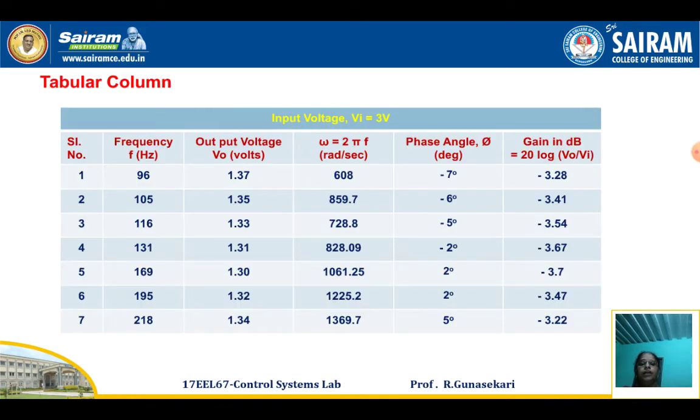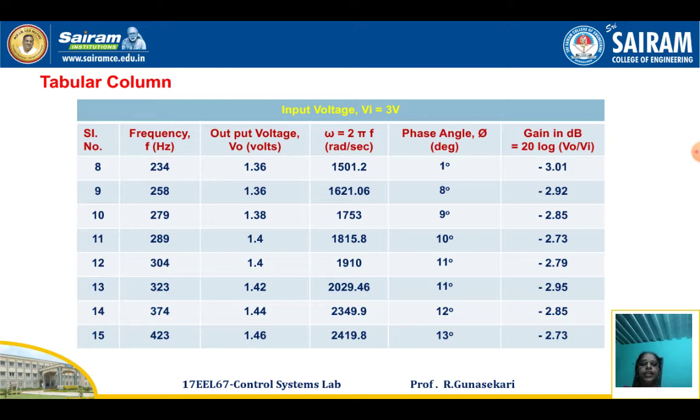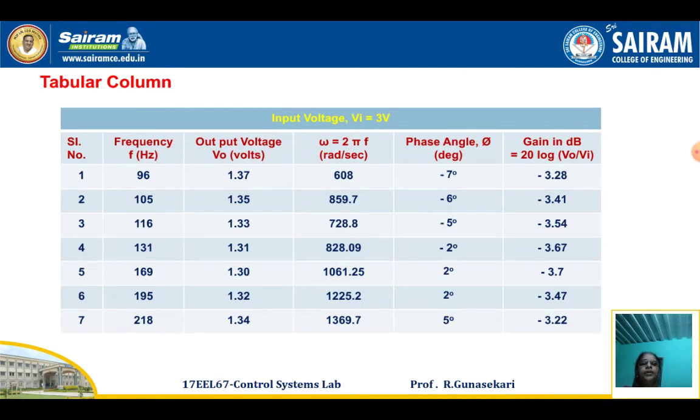This is the tabular column. The input voltage I set is 3 volt. From the signal generator, using the amplitude knob, you can set the amplitude of the input sinusoidal waveform. So that's 3 volt. This 3 volt is constant for all the readings, all 15 readings. Then frequency. This frequency is the frequency of the output waveform. I vary the frequency of the input, and automatically the output frequency also varies.